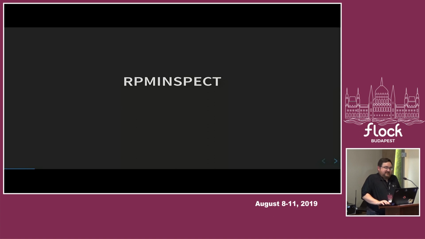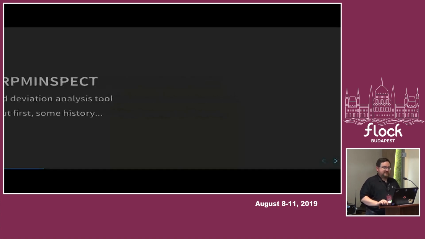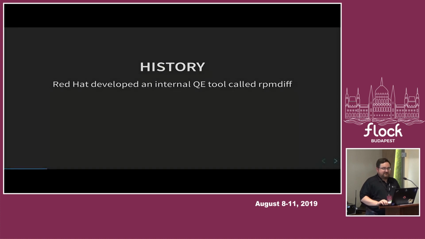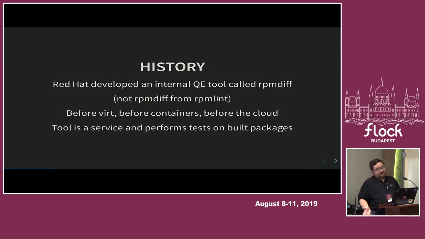Now rpminspect, build deviation analysis tool. Okay, that's kind of a mouthful. Let's talk about a little bit of history first. So Red Hat developed an internal QE tool called rpmdiff, not the rpmdiff that you've seen as part of rpmlint. We like to reuse names. So rpmdiff began life in the internal one, let's say 2003, 2004. It doesn't really matter, a long time ago. Before virt, before containers, before the cloud. We had no clouds at all. And it runs as a service and performs tests on builds that we do internally.